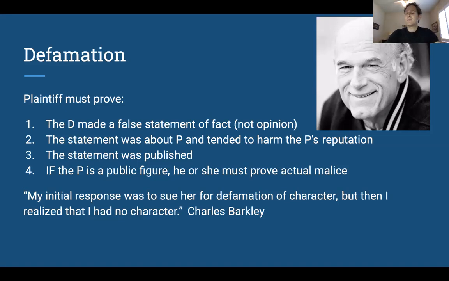So let's say that I say something about you. I say that my student, and I name you by name, is a thief, stole my pen. All right. Is that a false statement of fact? Well, it is if you didn't steal my pen. Okay. So we've got element number one right now, but let's change things.